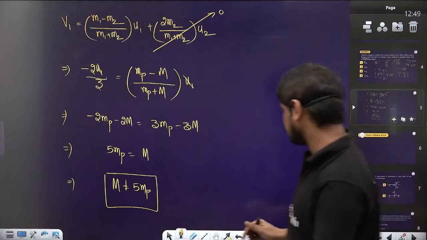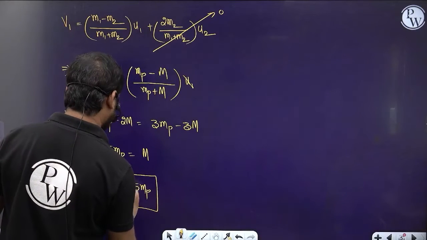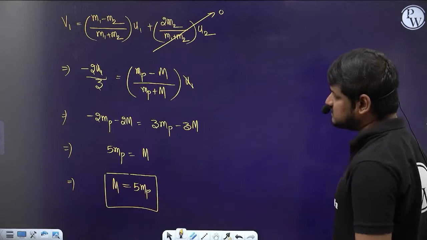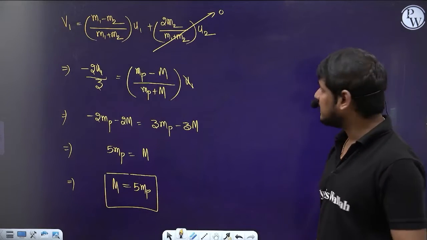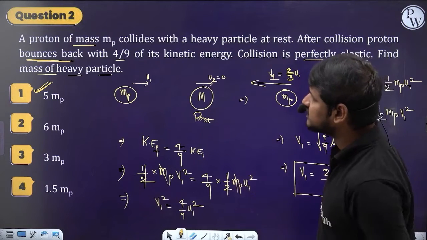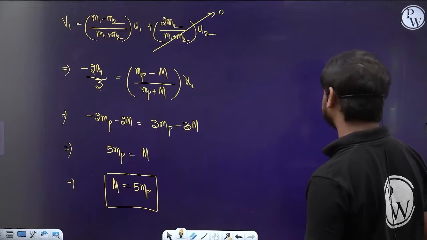So the mass of the heavier particle is equal to 5 times the mass of the proton. Clear? Just some technical issue, so no problem. So you understood the question, right? Clear? Fine. So this is done.